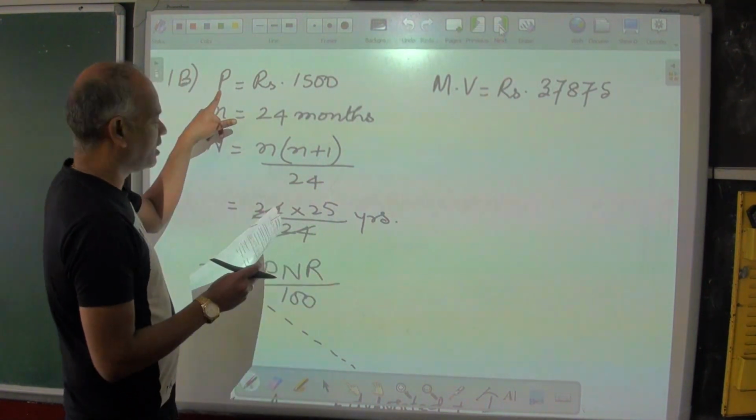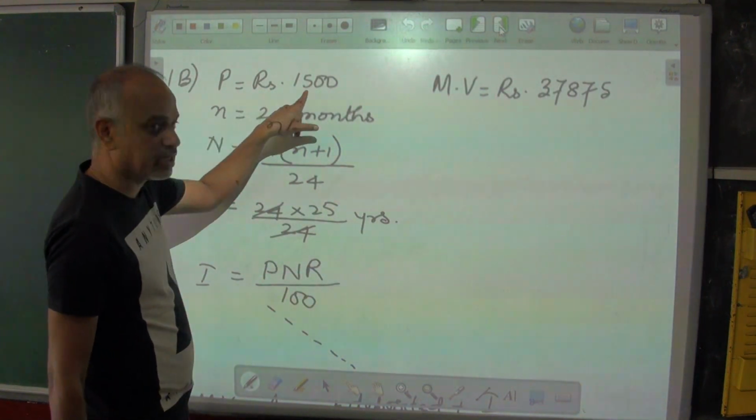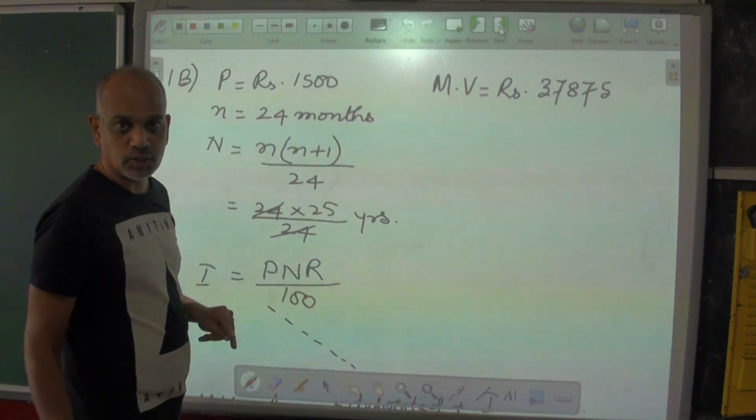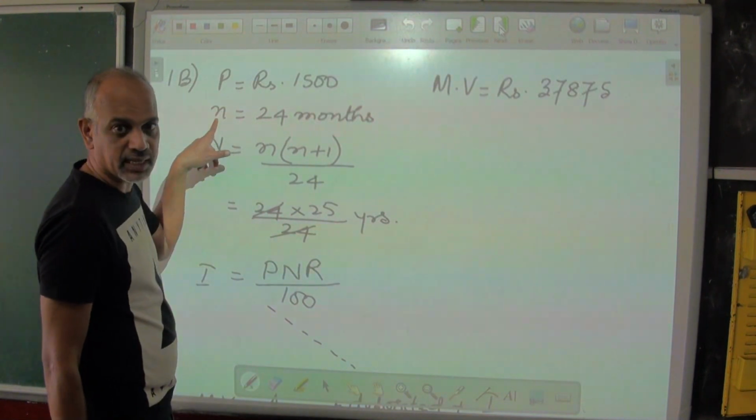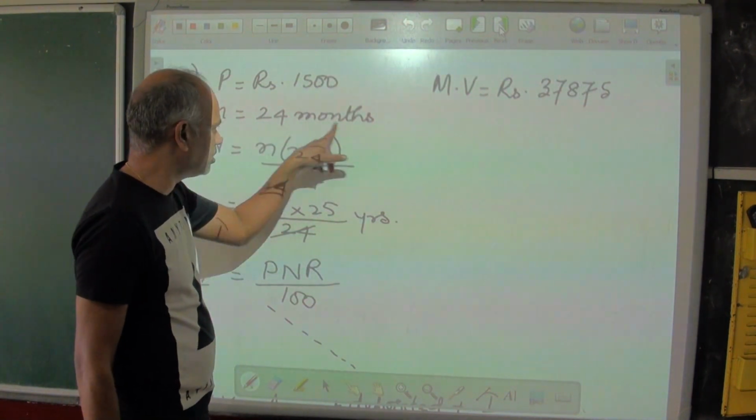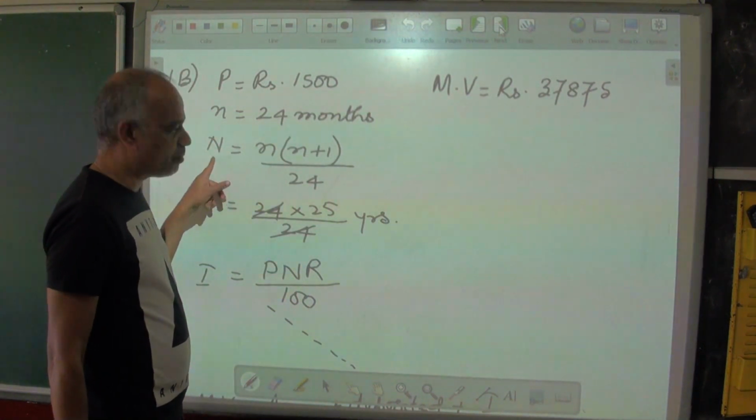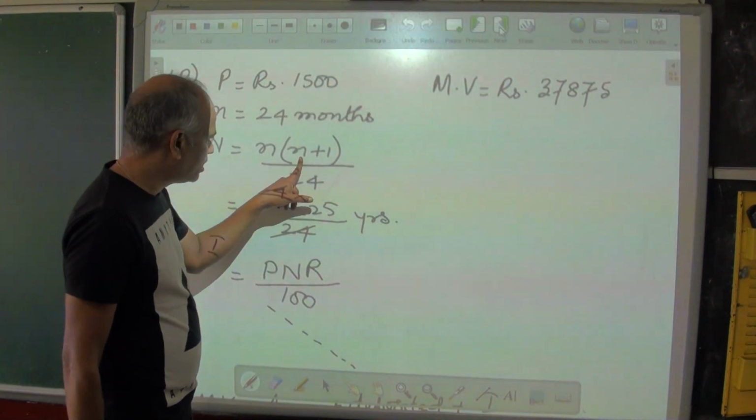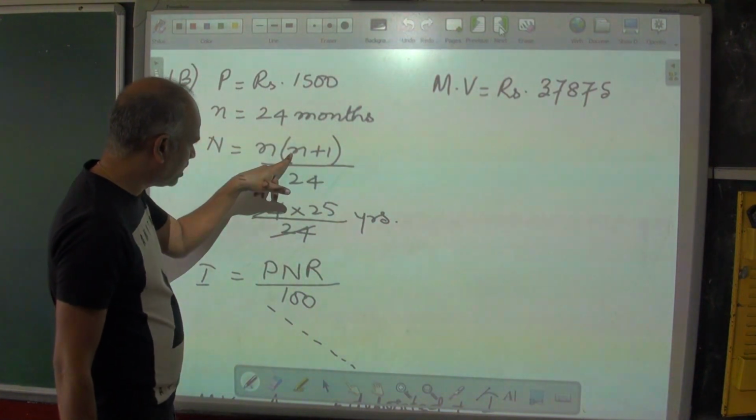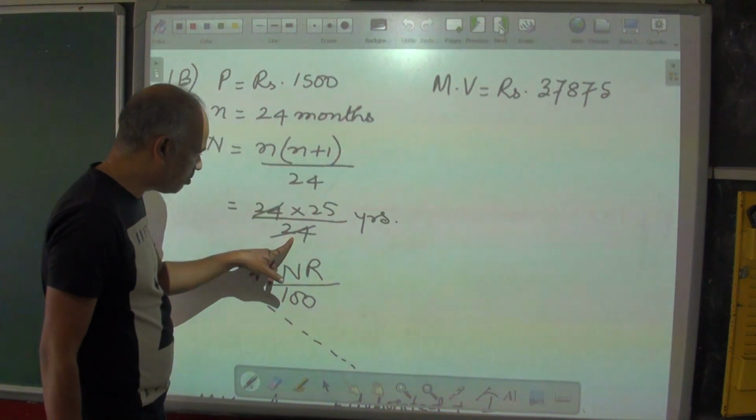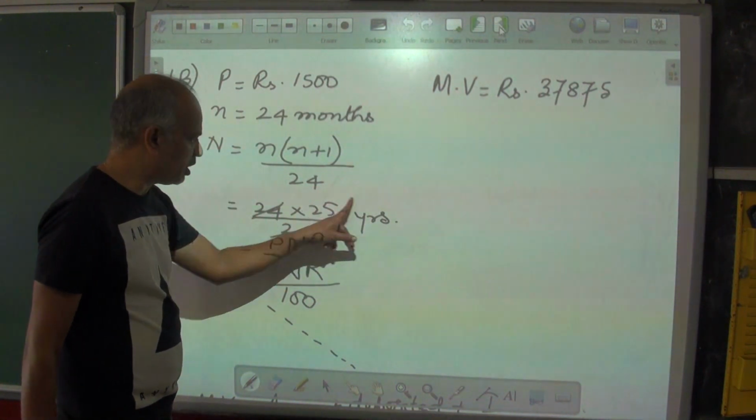Okay. So here it says monthly deposit is 1,500, which means you will consider the principal is rupees 1,500. And the time given here is 2 years, but you will not write 2 years, you will write the time in months. This is time in months, small n is 24 months. This is 2 years, so 24 months. This has to be changed to capital N. Capital N is given as small n times n plus 1 divided by 24. N value is 24. 24 plus 1 is 25 divided by 24. This 24 gets cancelled. The time, that's capital N, is 25 years.